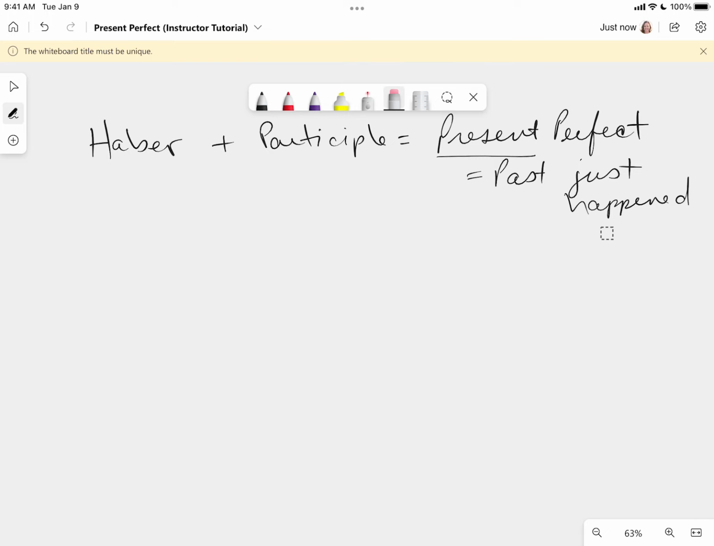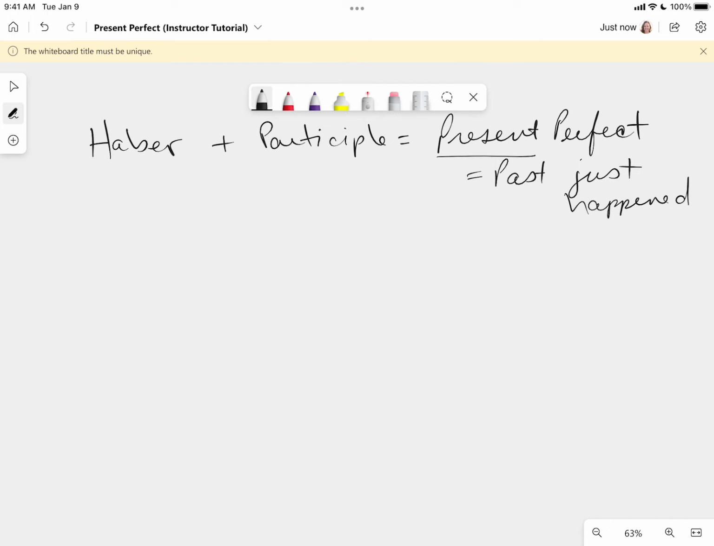It just happened. Oftentimes, and we'll talk about this a little bit later in the tutorial, we'll see already. I have already done something, which is ya, Y-A. And when somebody's asking something, have you done it yet? Is another one, todavía. Have you done such and such yet? So those are two expressions that we'll see used for the present perfect. Again, this, when put together, equals the past tense, something that just happened.